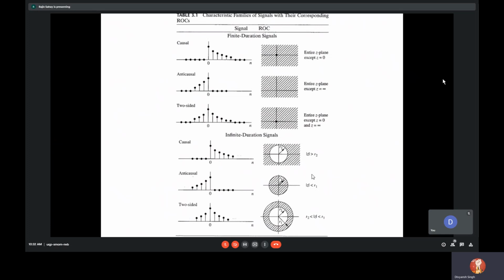So this is the summary slide of all the ROCs that we have discussed till now.